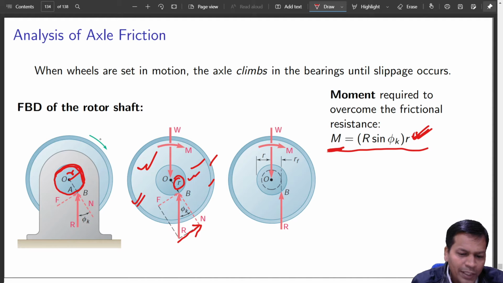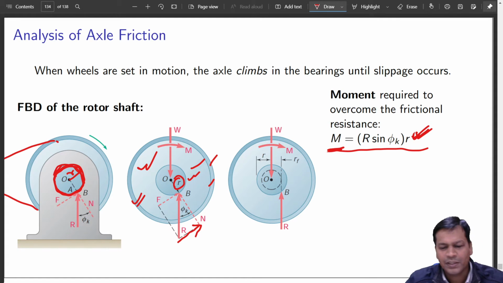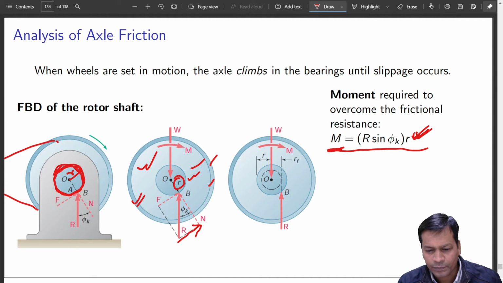Yes, this moment comes due to the external source. There may be a pulley, there may be a belt, I don't care, but the moment effectively comes to this shaft, which is having friction on this surface. Okay, yes please, any query you can come.